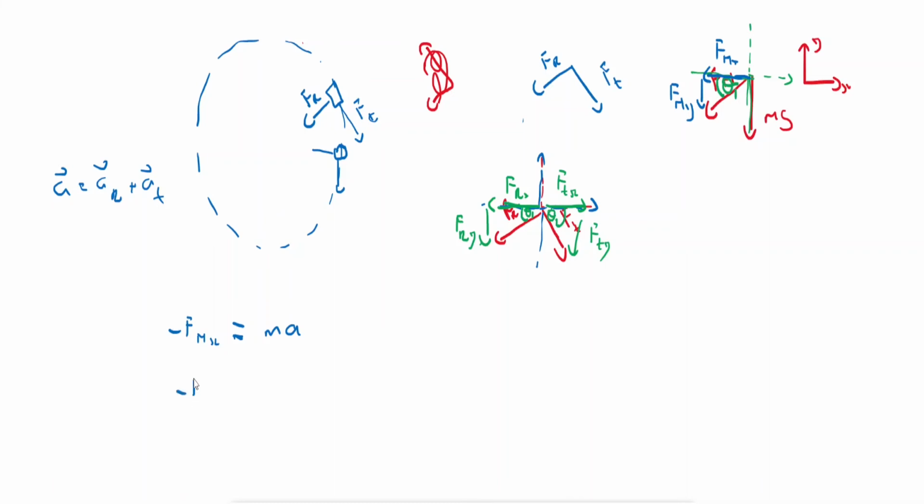So this one basically becomes FN. Then you could say this is going to be cos theta 1, and this is going to be the mass times what is going to be a? And this is going to be ar plus at.